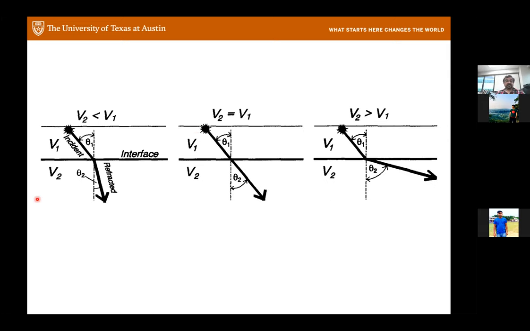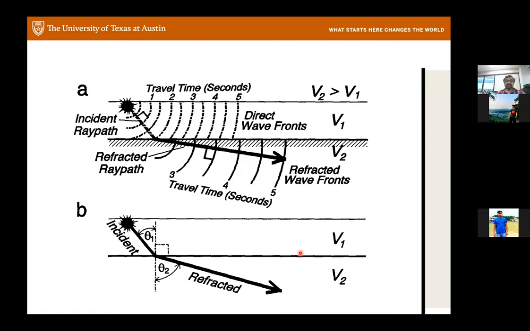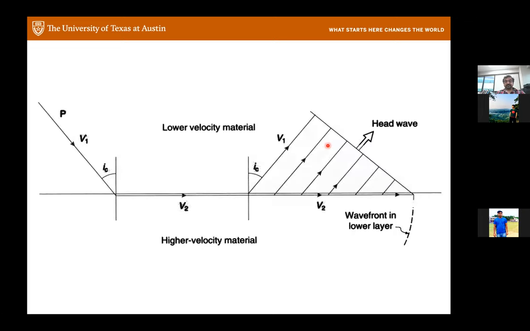When we have an increase in velocity, you see this; a decrease in velocity, you see this; and this is V2 equals V1, so there is no ray bending. When V2 is greater than V1, then there is a bending away from the normal. Okay, so this is something that you should have in mind all the time. And this shows you, as the critical angle, how the rays fall. Okay, so these are the head waves.